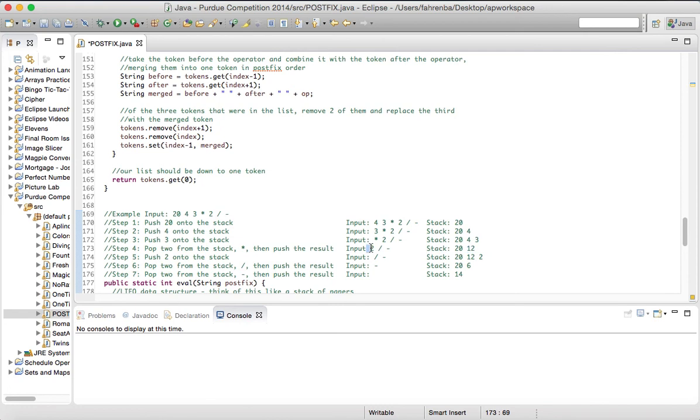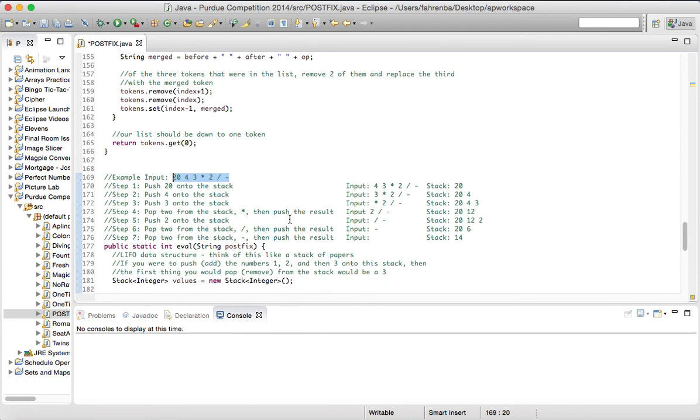Now I see a 2, I push that onto the stack. I see a divide, I take the last two things off the stack, divide them, and push that back onto the stack. And now I see a minus, so I pop the last two things on the stack, subtract them, and push that on the stack. And then 14 would be the answer for the evaluation of this postfix expression.